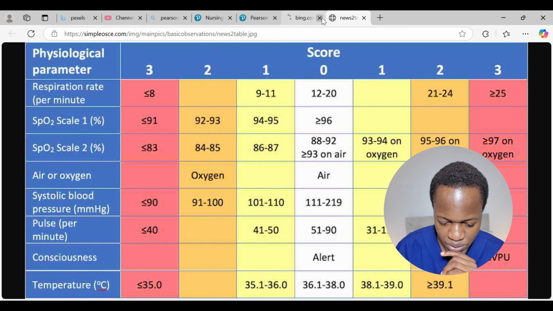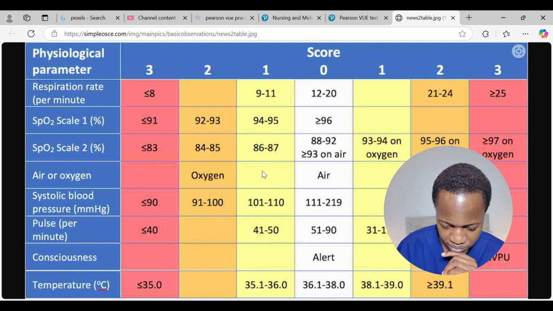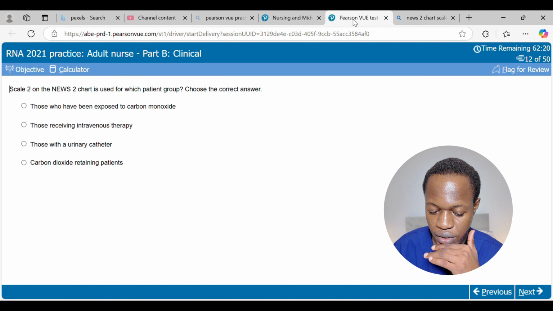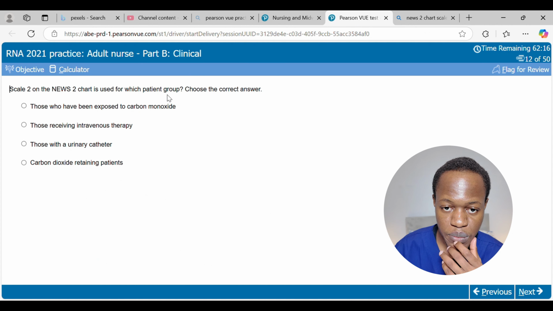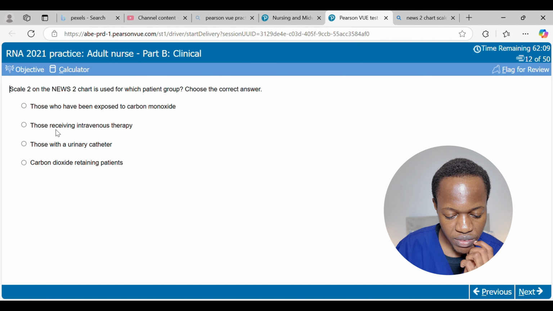The scale 2 of the NEWS2 chart is used for which patient group? A, those who have been exposed to carbon monoxide. B, those receiving intravenous therapy. C, those with carbon dioxide retaining patients.